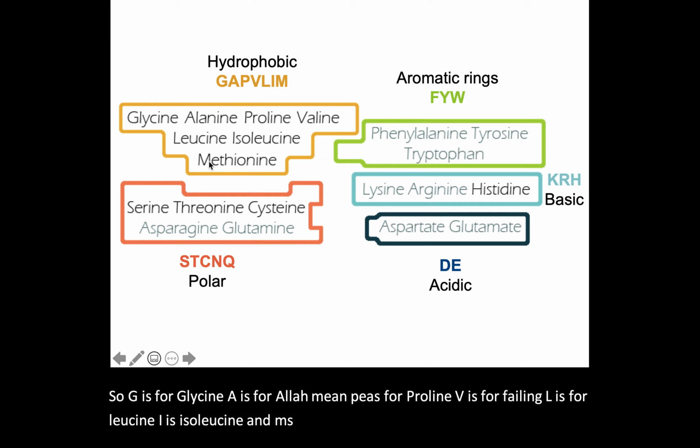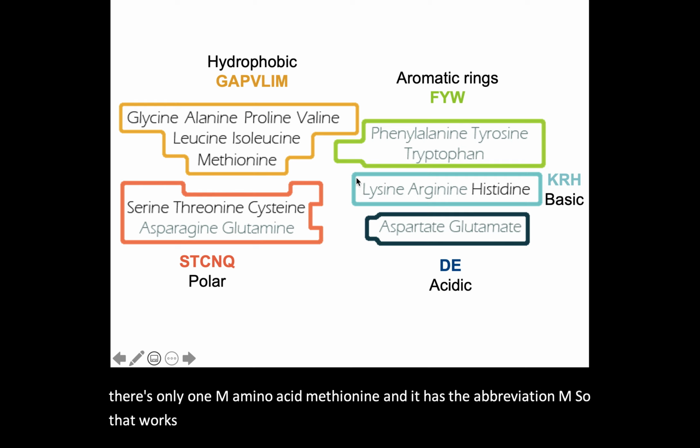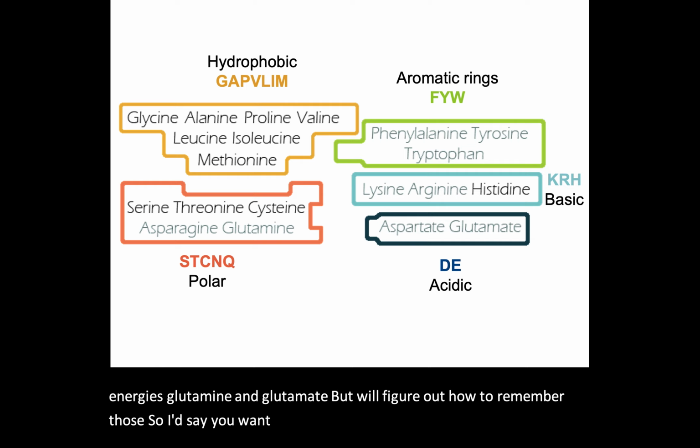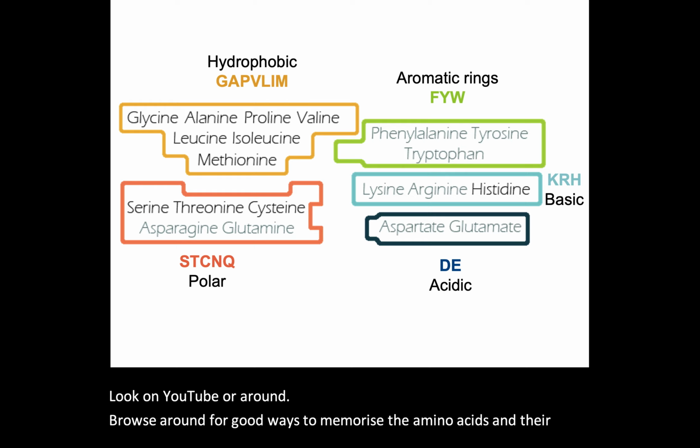Most of those are easy because there's only one M amino acid, methionine, and it has the abbreviation M. So that works out well. Others are not so good. Like glycine, there's actually two other G's, glutamine and glutamate, but we'll figure out how to remember those. So I'd say you want to look online, look on YouTube, or browse around for good ways to memorize the amino acids and their single letter amino acid code.